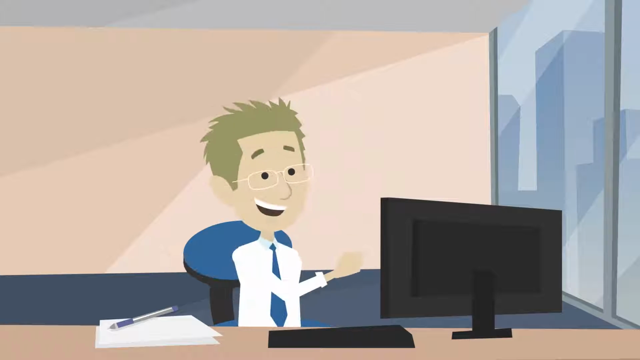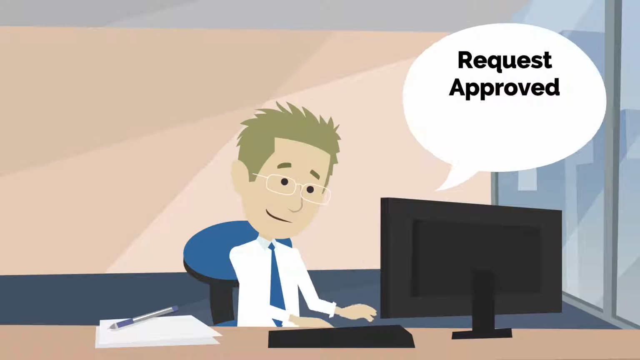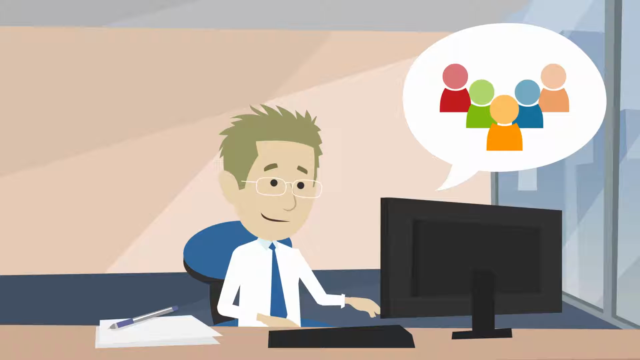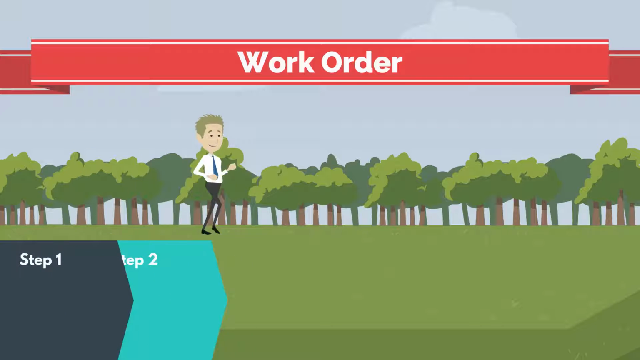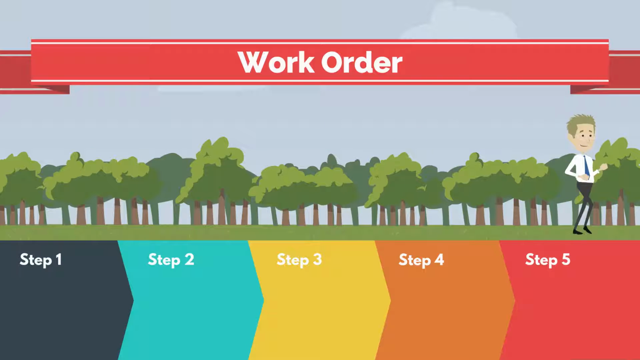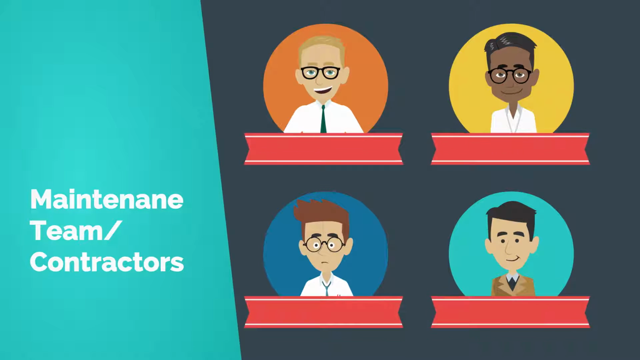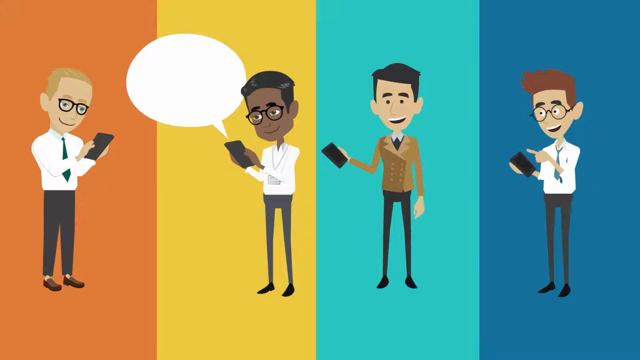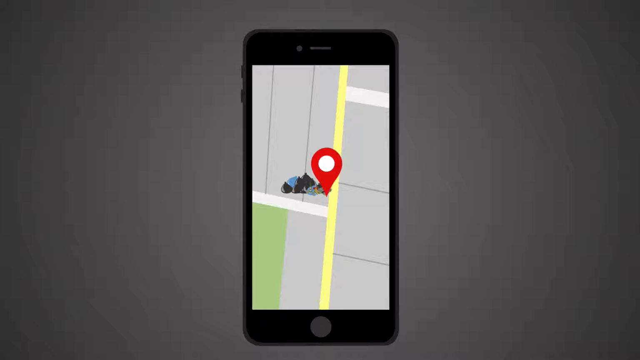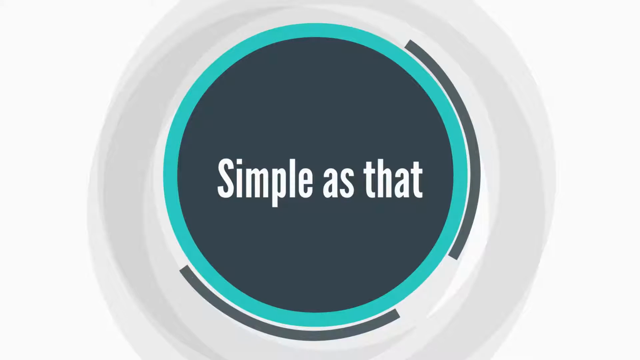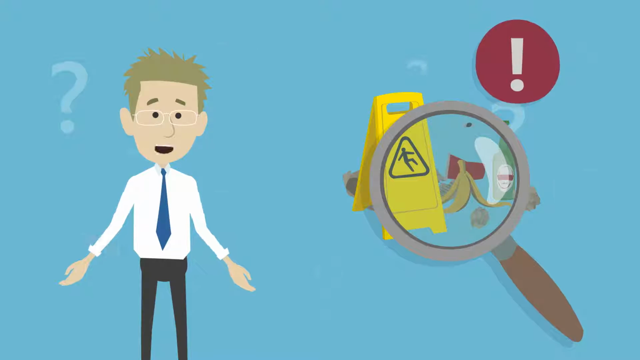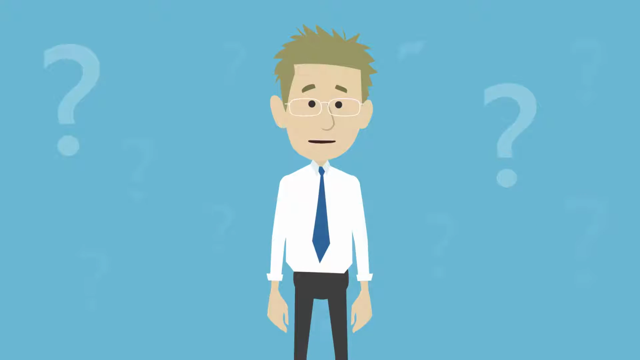Once the maintenance department receives your report, the administrator can approve your request and make it public, so other users can see that the issue is already in progress. The Reporter app allows the administrator to easily create a work order to share with their maintenance team or their contractors. Using the app as a mobile communication platform, they can easily locate the issue to assess and complete your report. Simple as that.